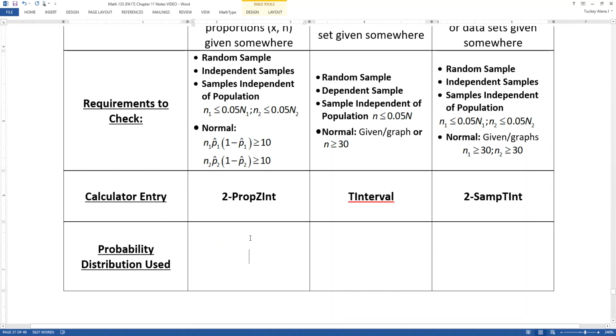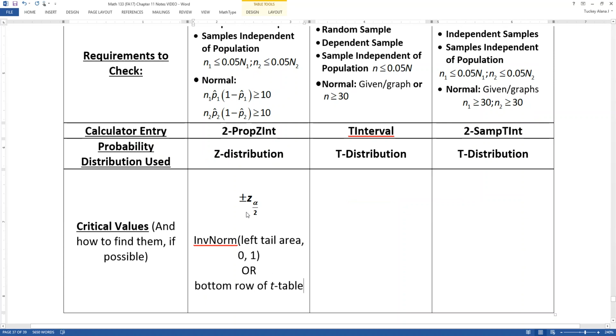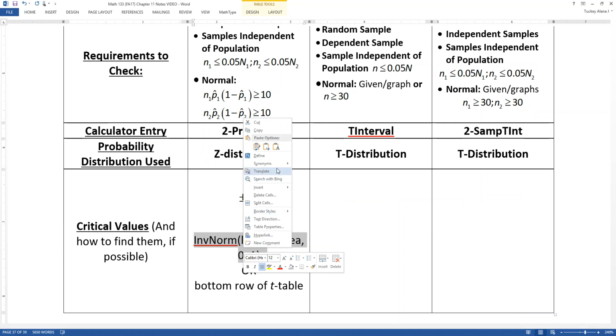And then the probability distribution you're using is rather obvious, because it tells you right in the calculator entry and in the formula that you're using the z or the t distributions. Those are the two big probability distributions we've been using to construct these confidence intervals. Now the z distributions are pretty straightforward. We've been using these for a while. We use inverse norm, left tail area.